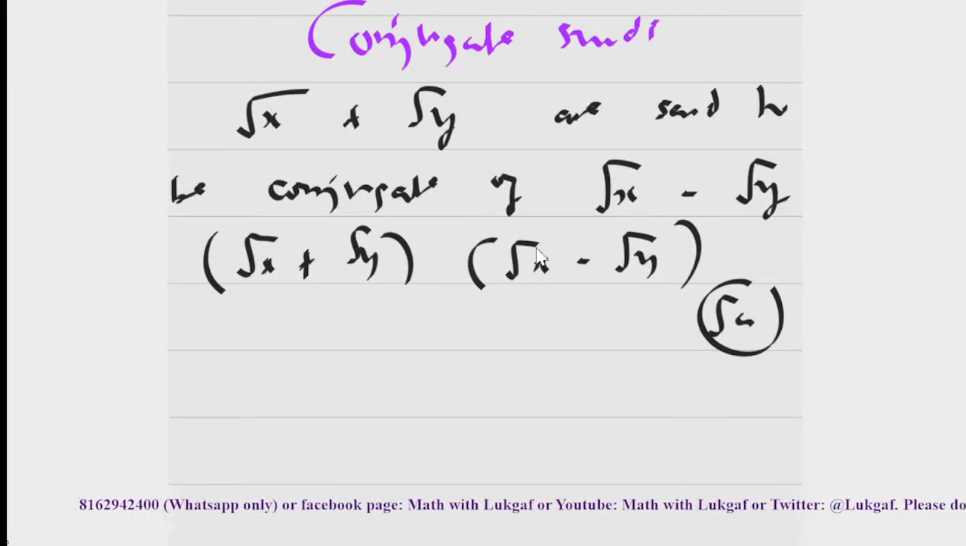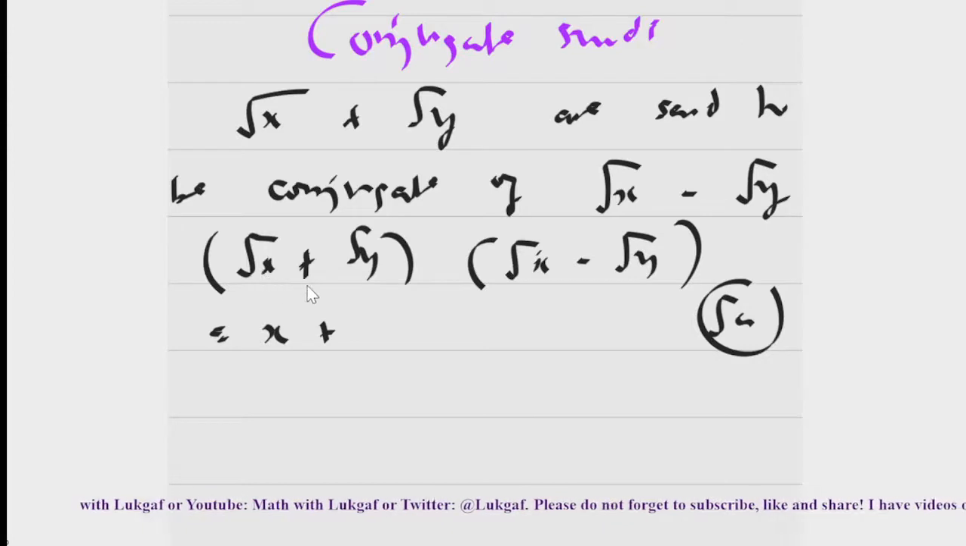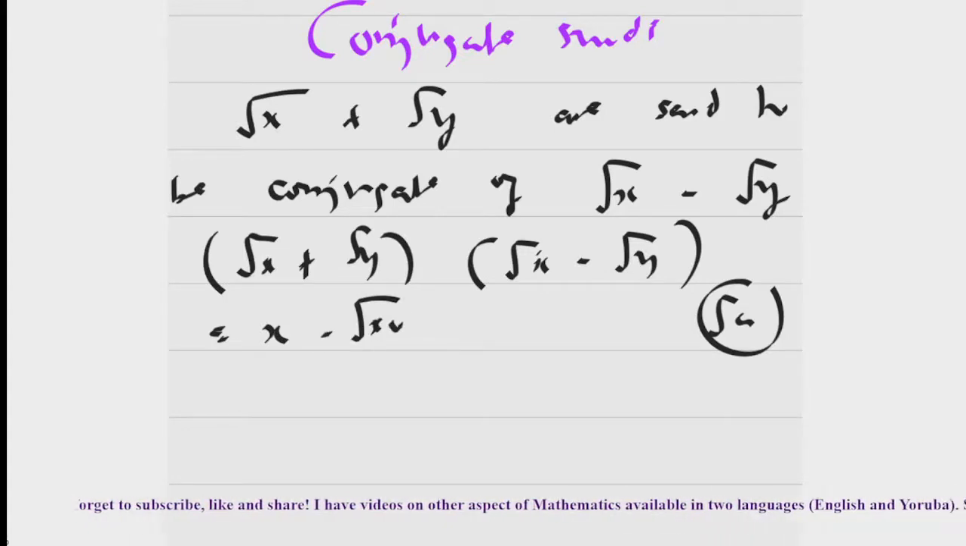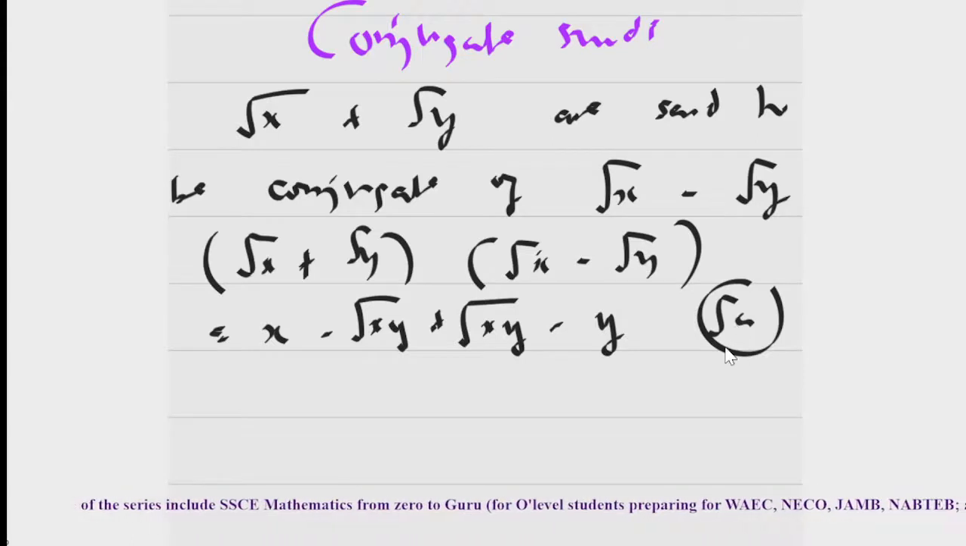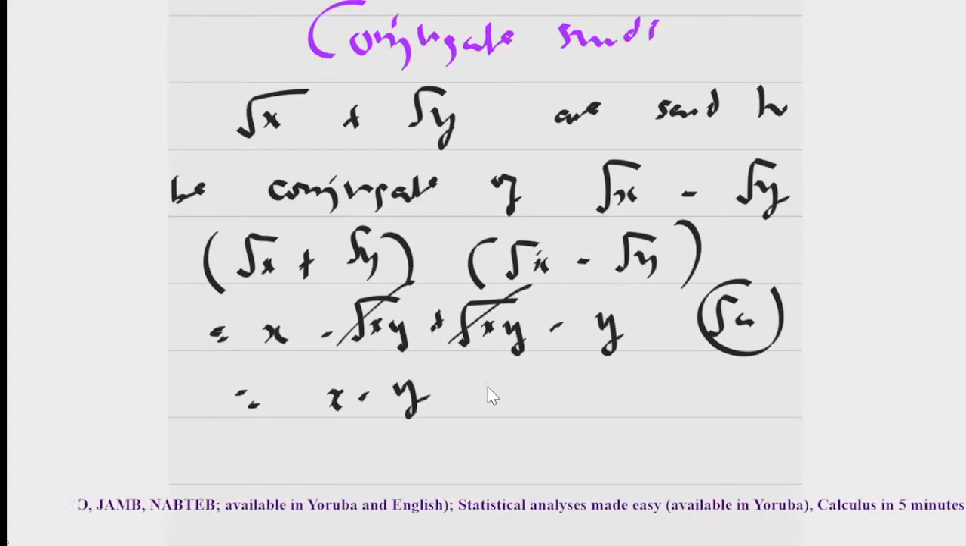The same expansion, root x times root x, don't forget that will give you x. Plus, no, sorry, minus. So root x multiplied by minus root y is going to give you minus root xy, plus root y multiplied by root x, that's root xy. Then root y multiplied by minus root y is minus y. Don't forget root y times root y, as I explained in the last video, is going to give you y. So you see that these cancel each other. Then you have x minus y.